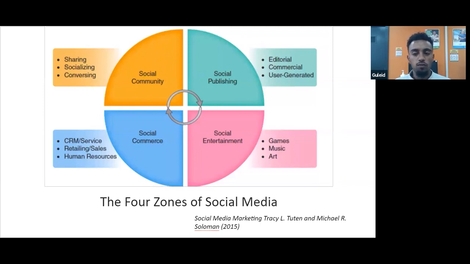Social publishing is the second quarter. So that will be more a form of social publishing: editorial content, commercial content, and user-generated content. User-generated content is, for instance, the content you create online. So any comments that you leave, any reactions that you leave, any shares that you do, or any particular content you create, that is generated by the user, okay?